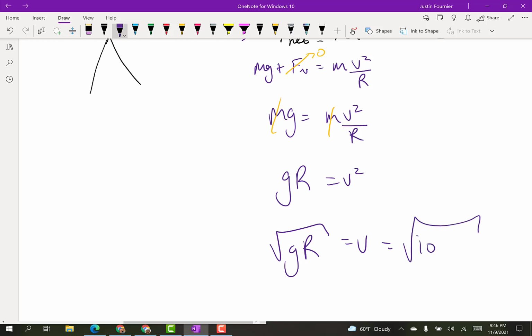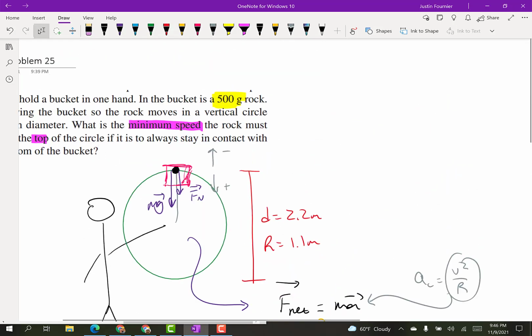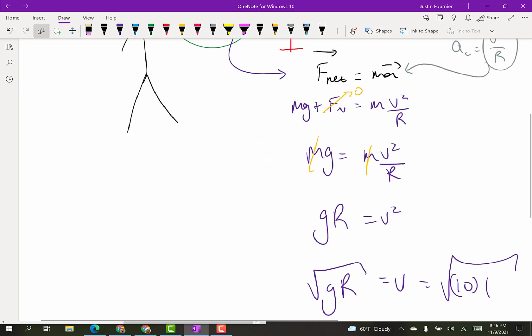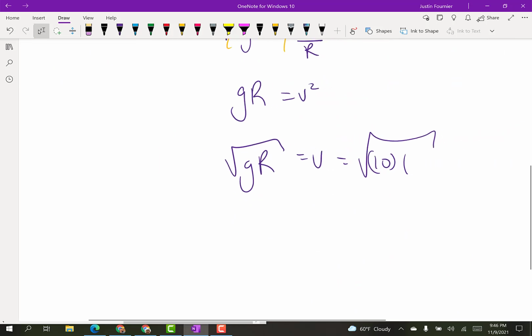So I'm going to get the square root of baby g, which is just about 10, and then the radius they told me was 2.2. No, it wasn't. It's 1.1. Careful, Mr. Fournier. 1.1. So it's going to be the square root of 11. Got no idea what that is. 3.3. A lot of double digits here. So 3.3 meters per second.